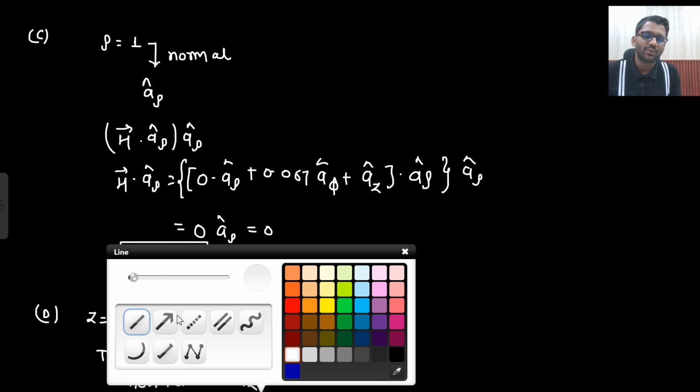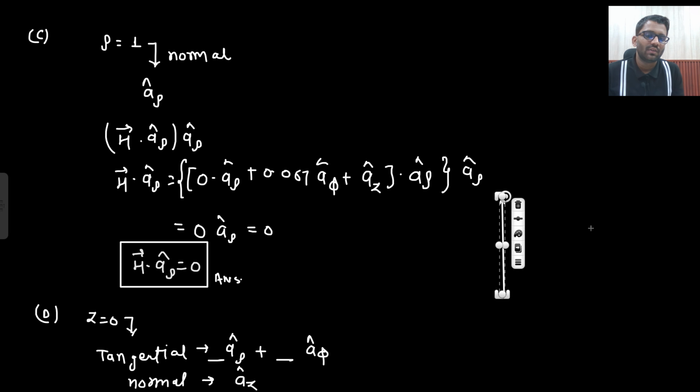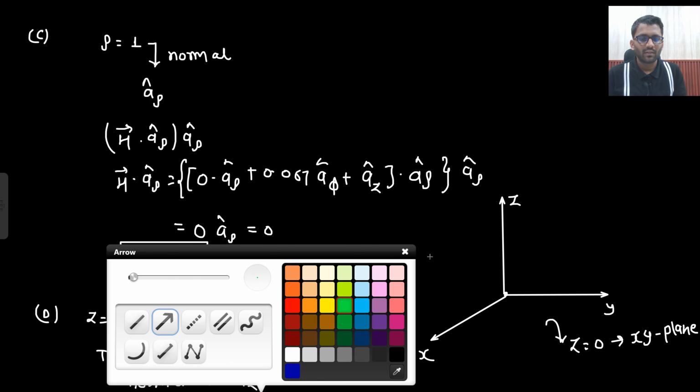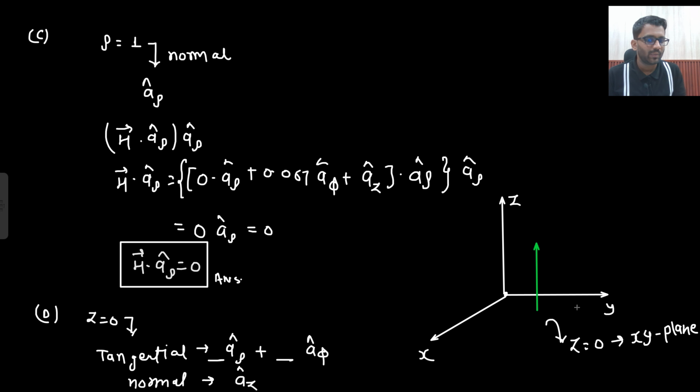Because what will be my z equals 0 plane? If this is your z, this is your y, and this is your x. X, y, z. So z equals 0 plane is the xy plane only. Say yes or no? All the values of xy, but z value is 0. So what will be the normal component? Normal component will be z, and what will be the tangential component? That will be xy. Or you can say if this is my rho, a rho, az, a phi, because az will be in this direction and rho and phi will be tangential only. So rho and phi component.